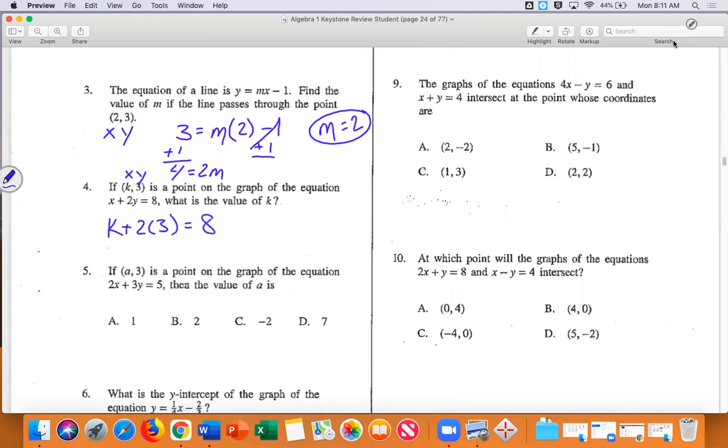Kevin, what's 2 times 3? 6. So K plus 6 equals 8. What would K be? 2. Easy enough, right? I think these are a lot easier, Jordan, than the ones we were doing previously, correct?